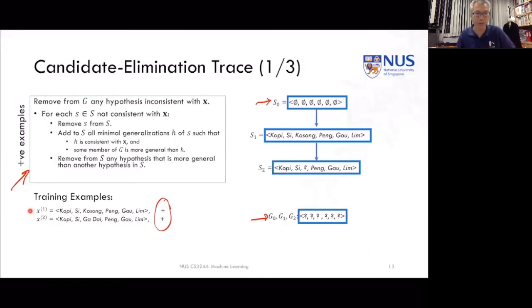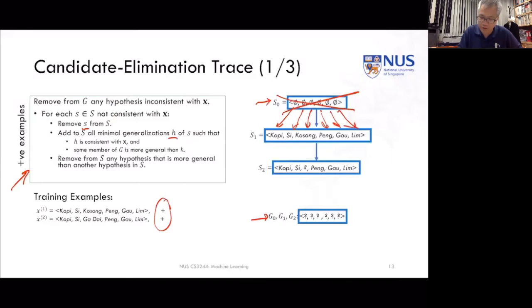When we're exposed to that, we have to remove from S any hypothesis that's overly specific because it's not consistent. That means this is going to go away. And what we're going to do is take that S that we just removed and make a generalization of it, such that H is consistent with X and that some member of G is more general than H. We actually have that very easily. We're going to specify all of the nulls to their exact values.